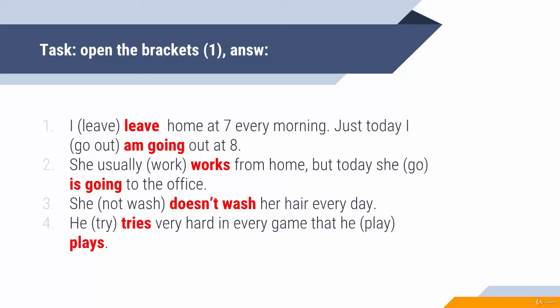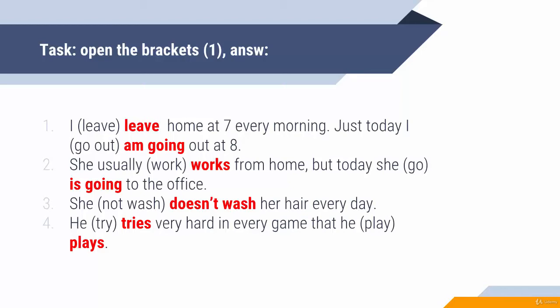The same logic in the other sentences. She usually works from home, but today she is going to the office. Usually, present simple, but today, which is an exception from the general rule, she is going to the office. She doesn't wash her hair every day. Every day, marker for present simple. Doesn't, negative sentence. She doesn't wash her hair every day.